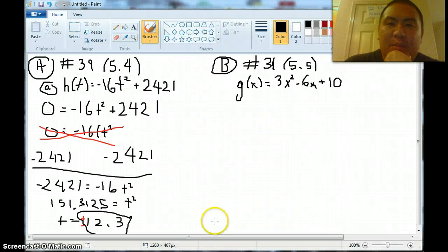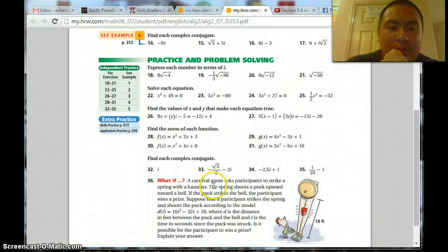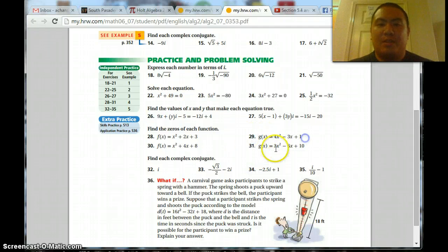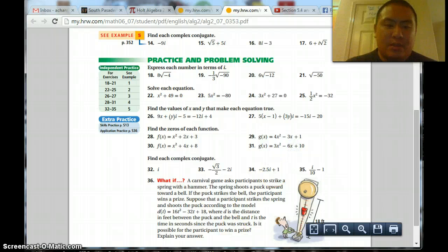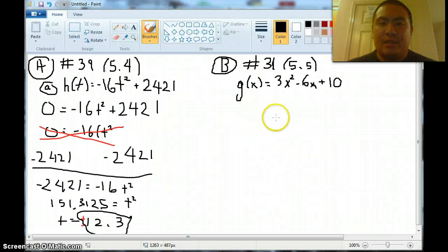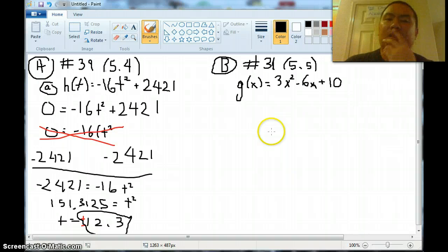All right, let's go to the next one. We have number 31 on 5.5. It's right here. I didn't do 29. That one's a little bit too difficult, so I'm taking that one out. So 39, 3x squared minus 6x plus 10. Alright, so I want to complete the square first, so let's do that.